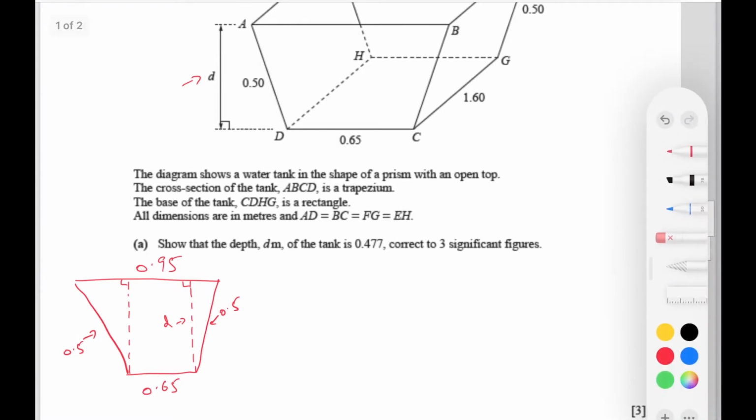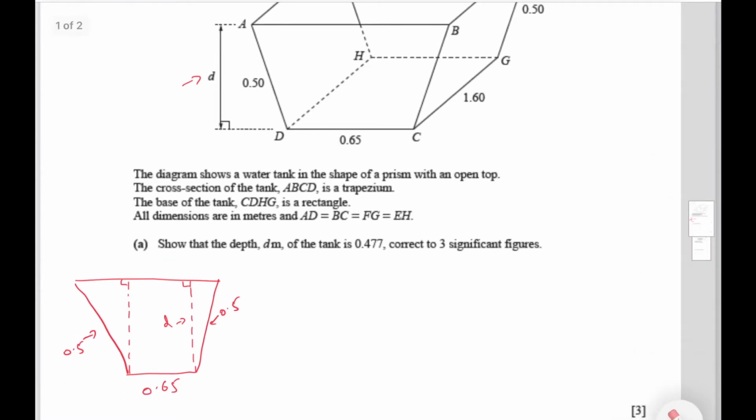So if these two are similar, that means I can divide this into three parts. This is going to be 0.65 and this side combined would be 0.95 minus 0.65, which is 0.3. So this and this added together gives us 0.3. So if I divide this by 2, I get 0.15 on this side and I get 0.15 on this side.